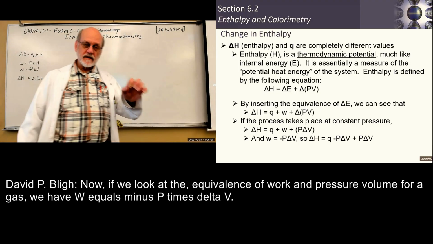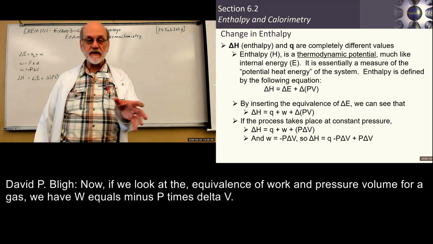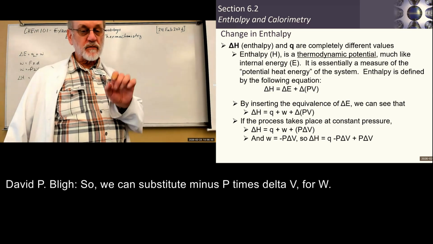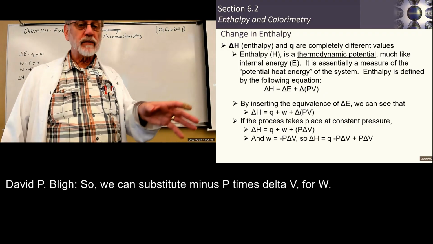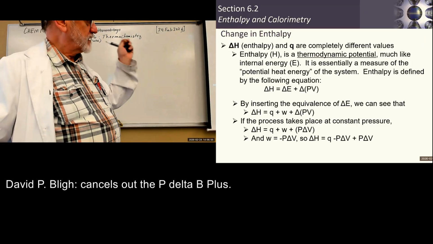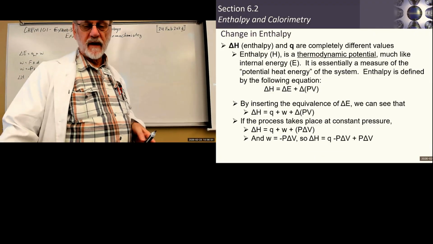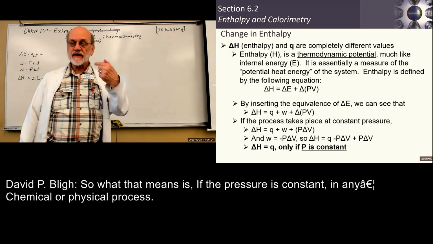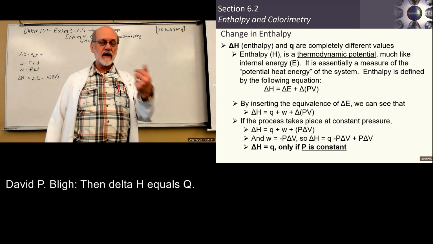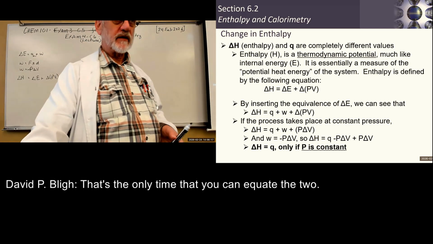Now, if we look at the equivalence of work and pressure volume for a gas, we have W equals minus P times delta V. So we can substitute minus P times delta V for W. And if we do that, then the term minus P delta V cancels out the plus P delta V. So what that means is, if the pressure is constant in any chemical or physical process, then delta H equals Q. That's the only time that you can equate the two.